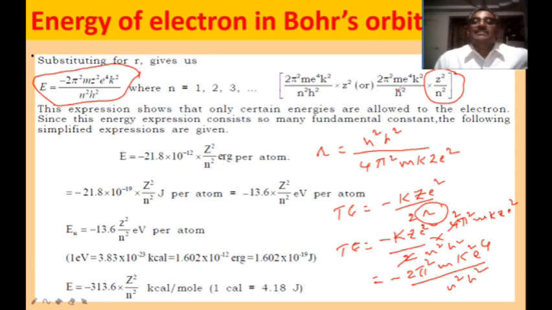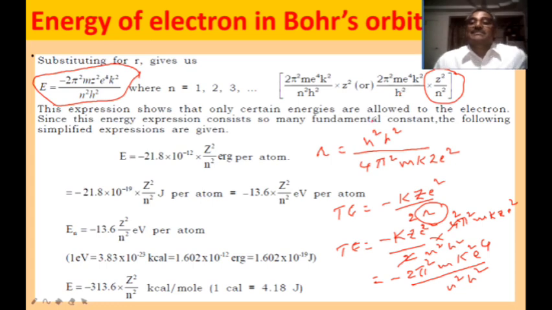Here, what are the values? m is the mass of electron, that is 9.1 into 10 to the power of minus 31 kilograms. e is the charge of electron, that is 1.602 into 10 to the power of minus 19 coulombs. The value of k is 9 into 10 to the power of 9 newton meter square per coulomb square. h is the Planck's constant.